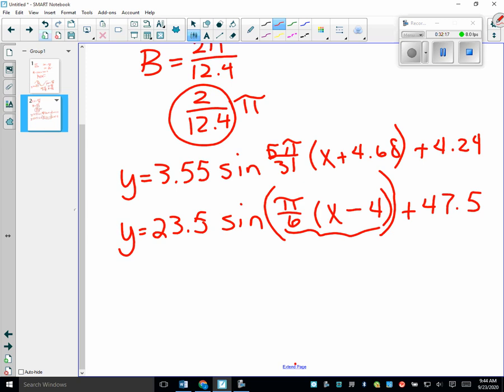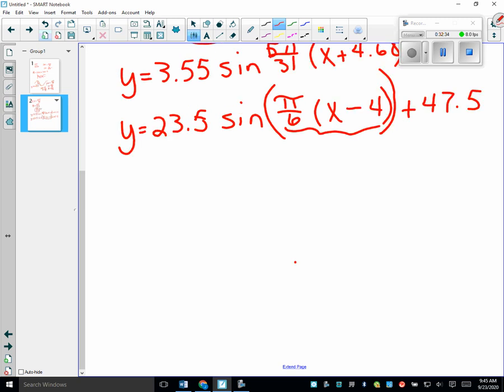All right? This one's going to be a little bit more difficult, so I want you to stay with me on this one, okay? Because what did it not give you? Phase shift. Right? It did not give you phase shift. So that's why it's a little bit more difficult. Now, would you all agree that B is pi over 6? Yeah. Because we found that on the last problem, didn't we?